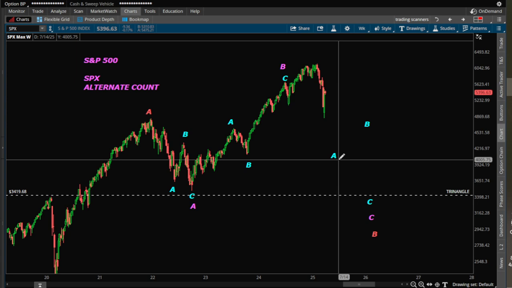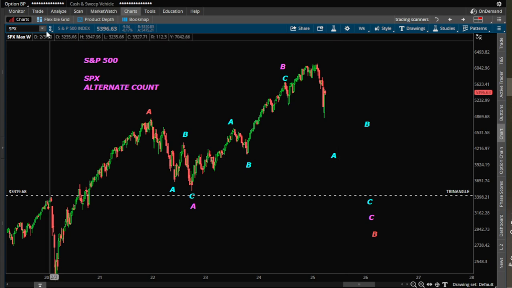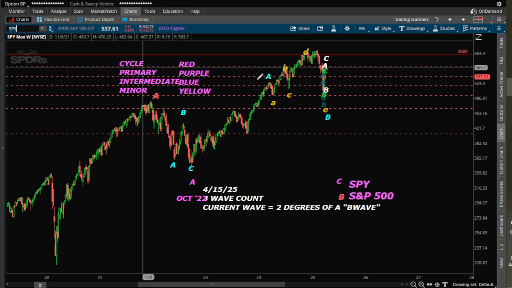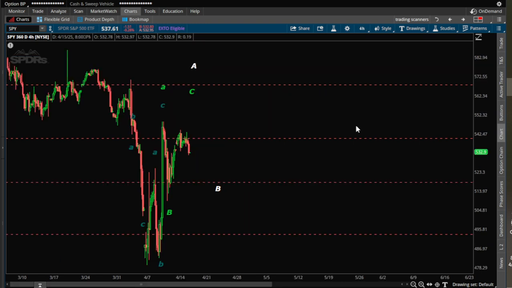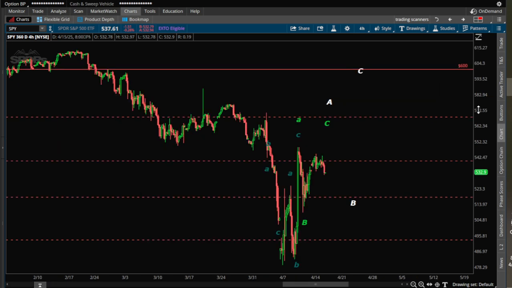Now I want to get into, I guess we can go back to the SPY. So right now we closed, we're still moving. We're at 532, I think that's what it says, 532. Let's zoom in to the 4-hour time frame. We were looking at the weekly candlesticks. This is going to be the 4-hour now.